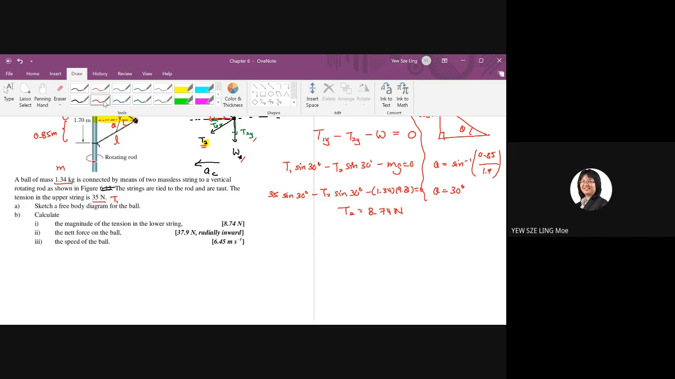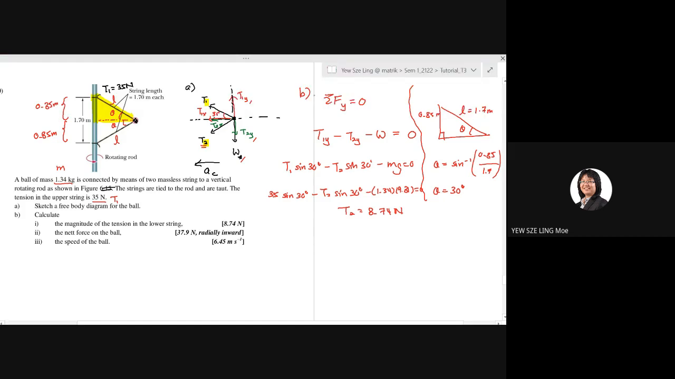Okay, next questions. Questions B, just now was B1, now is B2. You want to calculate the net force on the ball. Net force is your Fc, the force that causes the object to move. That is what we call net force on the ball.